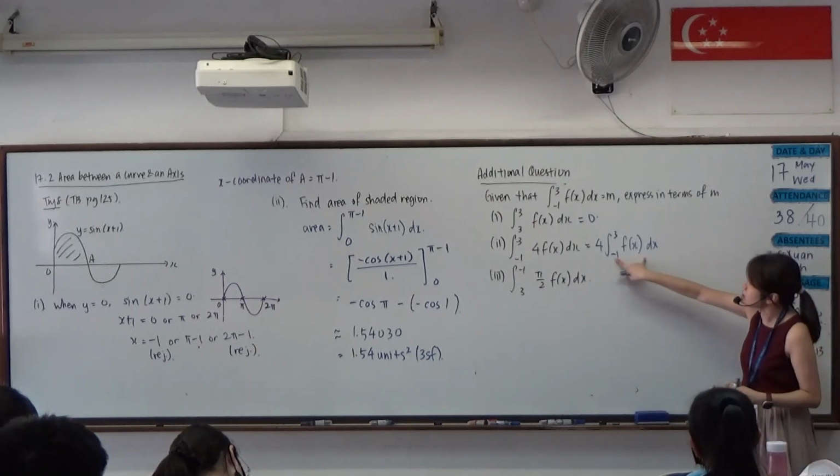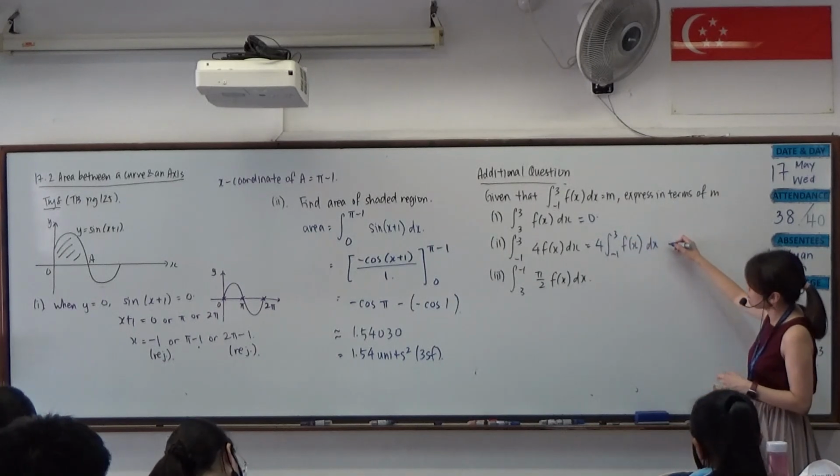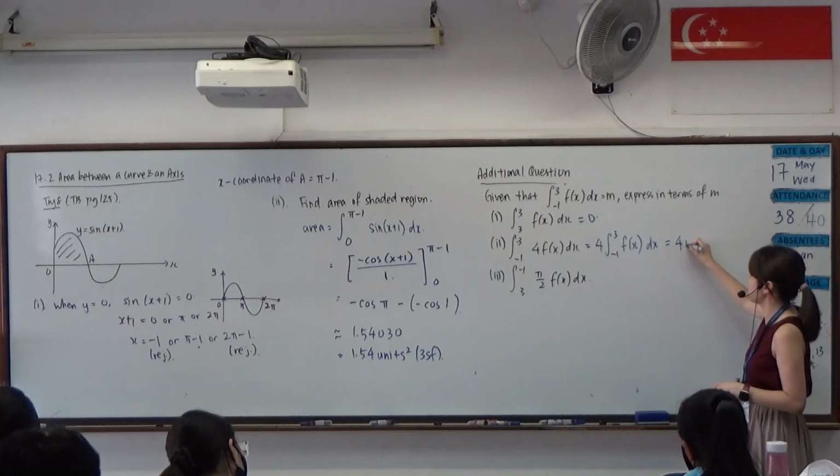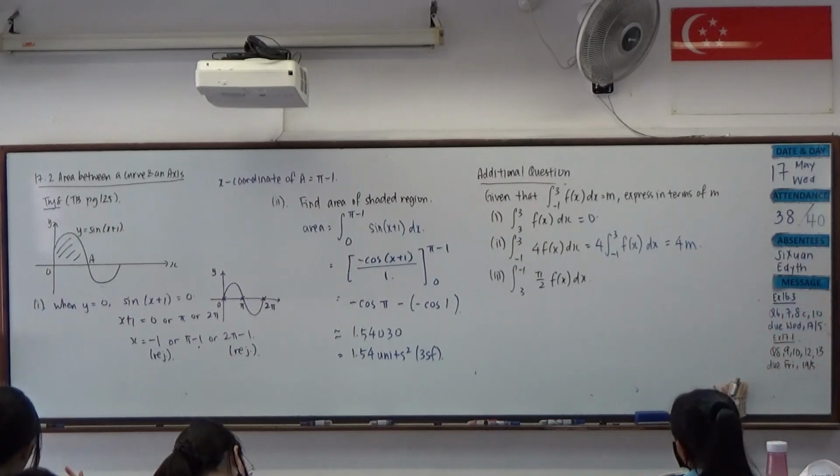Okay, and then this value we are already given that it is equals to m, so therefore it will be 4m. Okay.